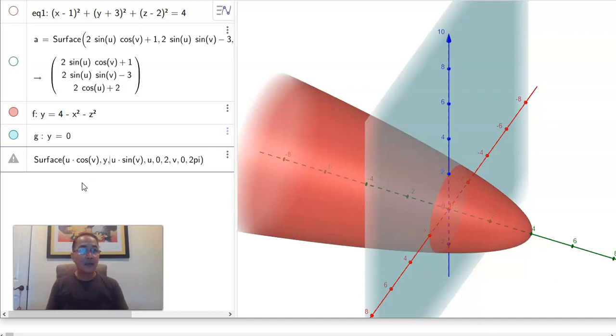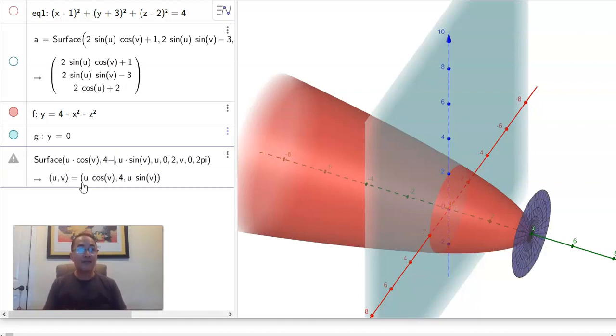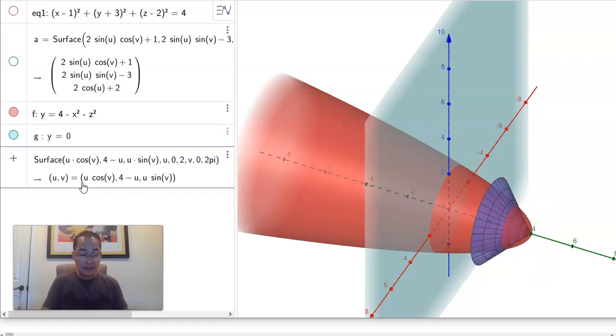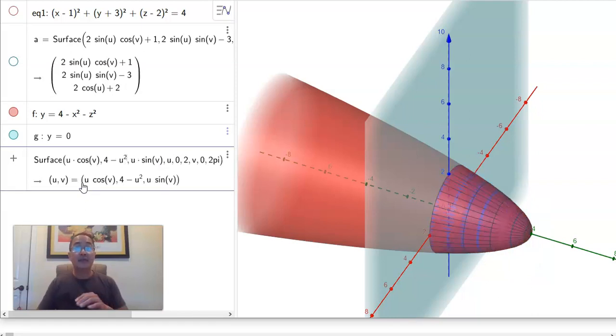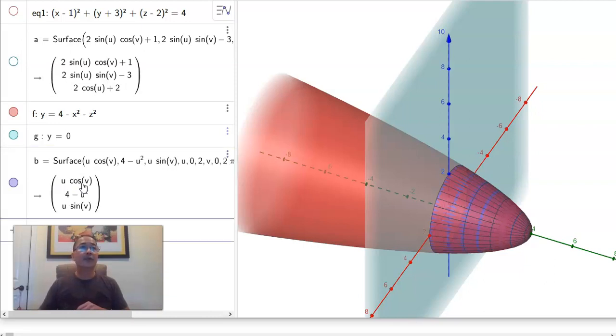Okay, and so now y will be determined by the equation. So we will have 4 minus x squared minus z squared. Okay, but let's do that in our head. x squared is u squared cosine squared. z squared is u squared sine squared. We're adding them together and subtracting from 4. Okay, but cosine squared plus sine squared is just 1. So it's basically, did you get it? 4 minus u squared. Ooh, so there it is. Okay, so that is the portion of the paraboloid that we need.